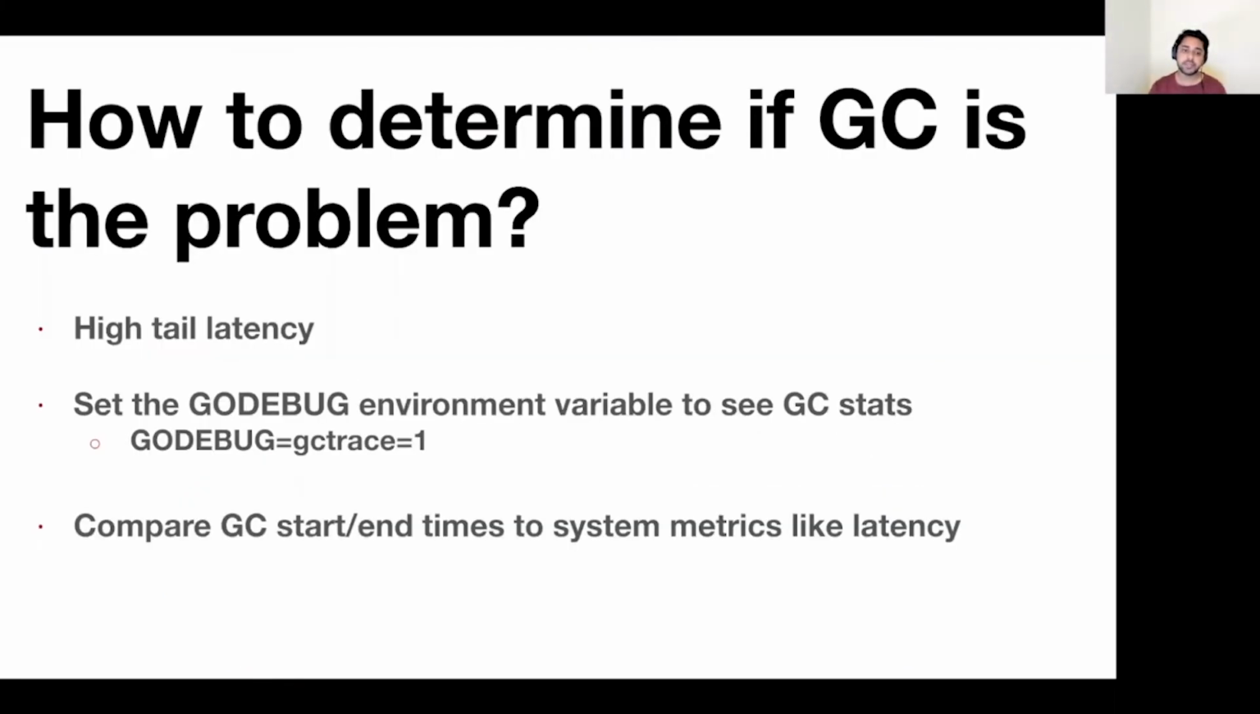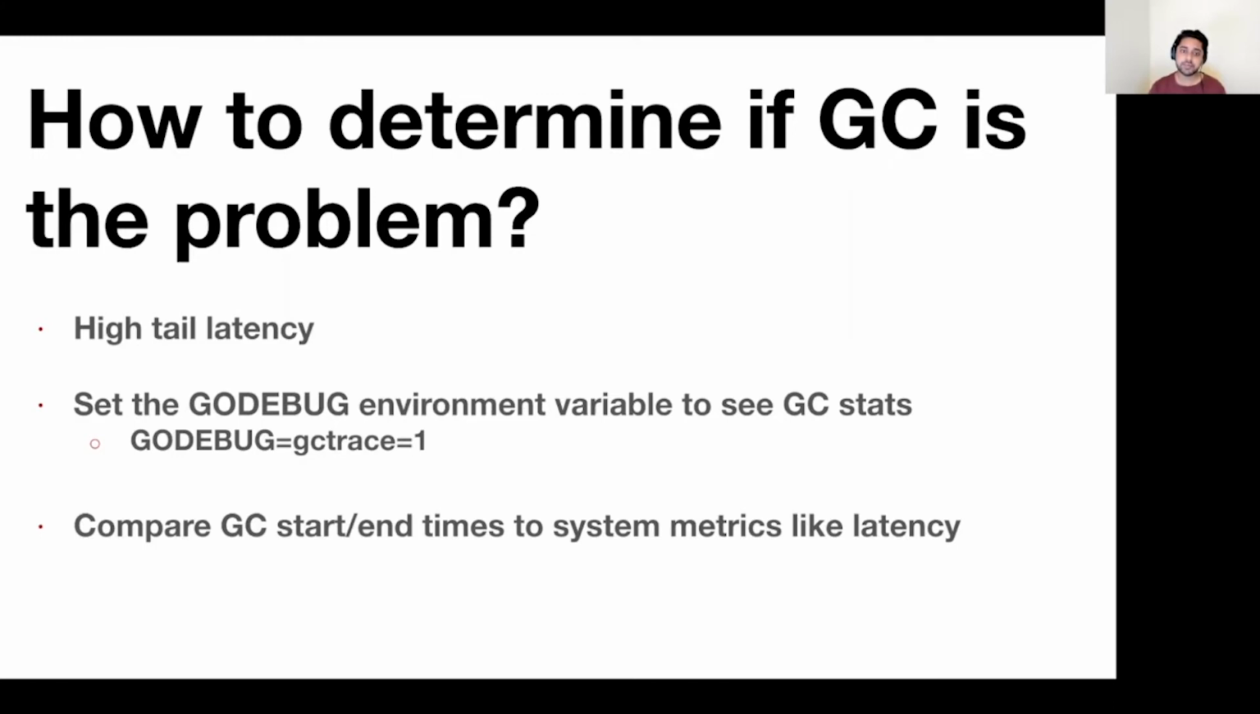So the next thing we need to know is how do we determine if GC is really the problem? If we are experiencing some sort of performance degradation, how do we know that garbage collection is causing it? In part, we do need to rely on intuition, and intuition can help guide us in the right direction. So GC pressure typically manifests itself in the form of high tail latency.